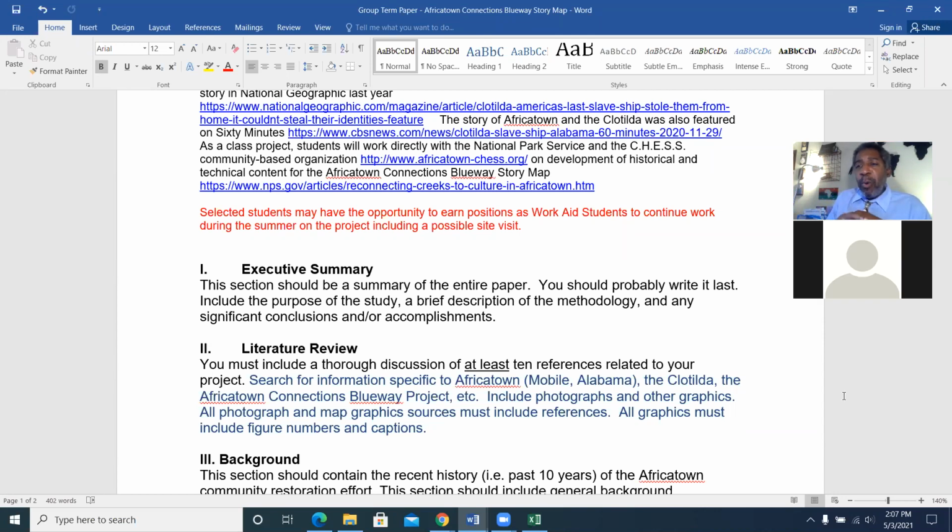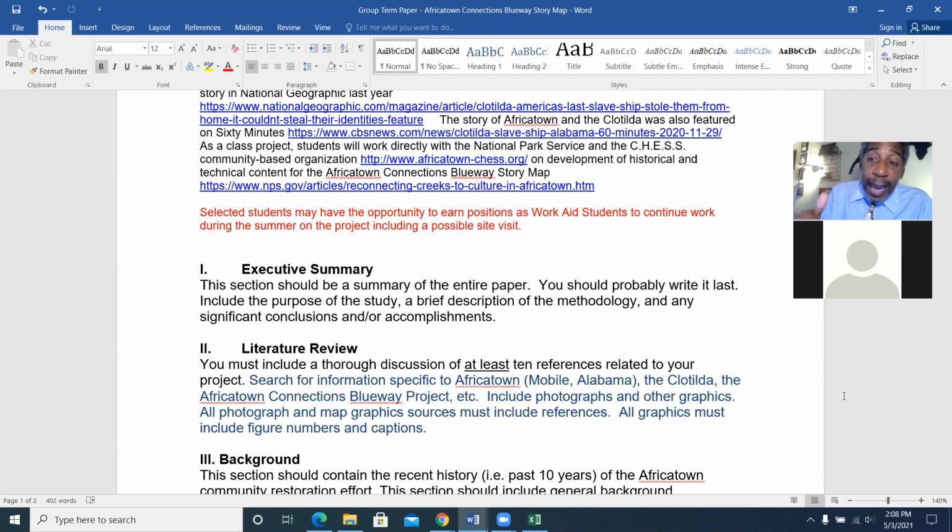So what the people of Africatown do not want is for people to come in from the outside and cash in on their history. I'll give you one example. I was in Africatown and I ran into this guy. I mean, look, I'm just going to say it. It was a white guy, and no offense, from New York.